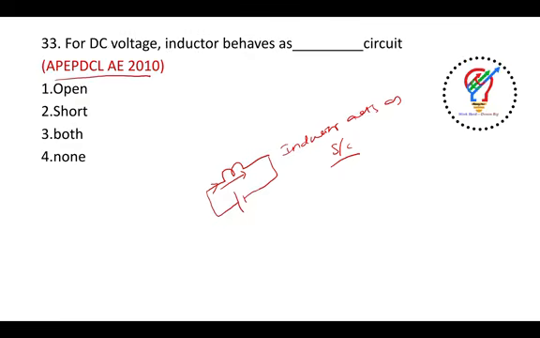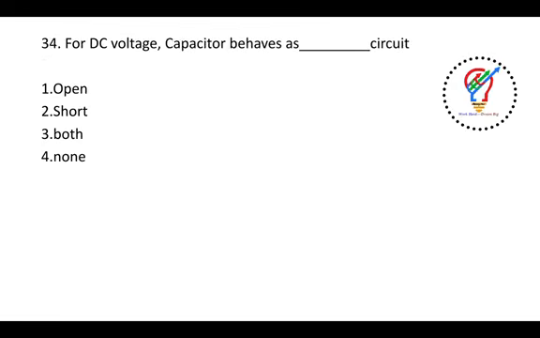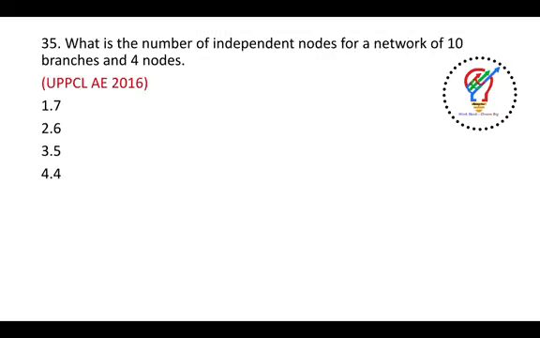Suppose the same question for a DC voltage: the capacitor behaves as. Let's see the next question here. The capacitor behaves as an open circuit, and in most cases you have seen this is the condition. When you apply the DC source like this, the capacitor behaves as an open circuit. Inductor short circuit, capacitor open circuit.